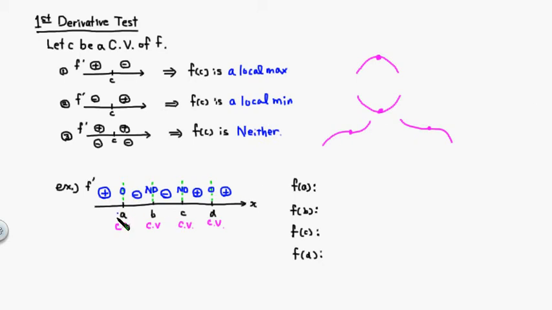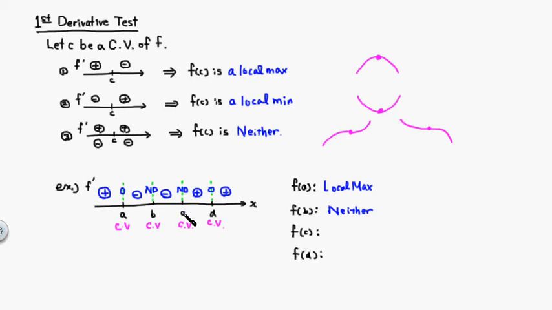Around the critical value A, it goes from positive to negative, so we know that this guy is a local maximum. How about B? Around B, the derivative is negative to negative, so there's no sign change, which means that f of B is neither local max nor local min.